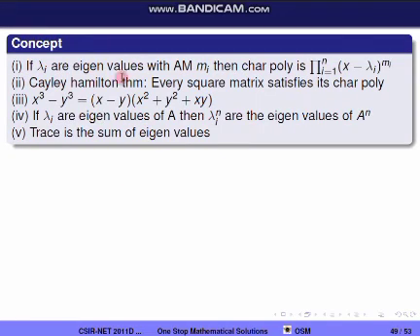If lambda i are eigenvalues with algebraic multiplicity m i, then the characteristic polynomial is the product for i equal to 1 to n of (x minus lambda i) whole power m i. The Cayley-Hamilton theorem states that every square matrix satisfies its characteristic polynomial. x cube minus y cube can be written as (x minus y) into (x square plus y square plus xy). If lambda i are eigenvalues of A, then lambda i to the power n are eigenvalues of A power n. And trace is the sum of eigenvalues. So now we'll move on to the question.